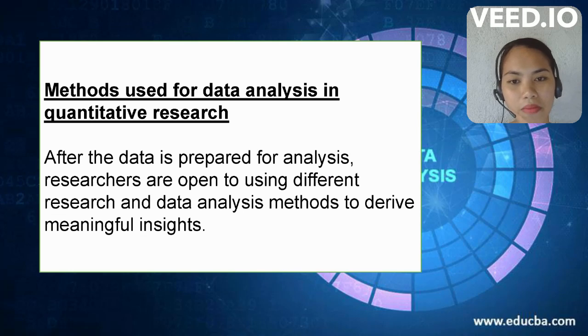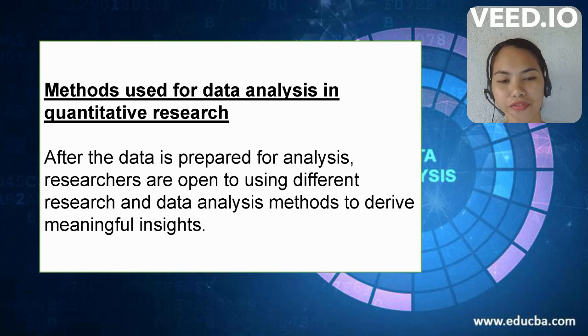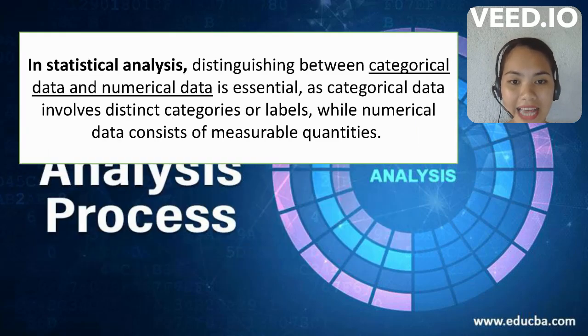Next, we also have here methods used for data analysis in quantitative research. So, for sure, statistical analysis plans are the most favored to analyze numerical data, but then again, there are really different types of how to analyze numerical data. So, after the data is prepared for analysis, researchers are open to using different research and data analysis methods to derive meaningful insights. In statistical analysis, distinguishing between categorical data and numerical data is essential also. Categorical data involves distinct categories or labels, while numerical data consists of measurable quantities.